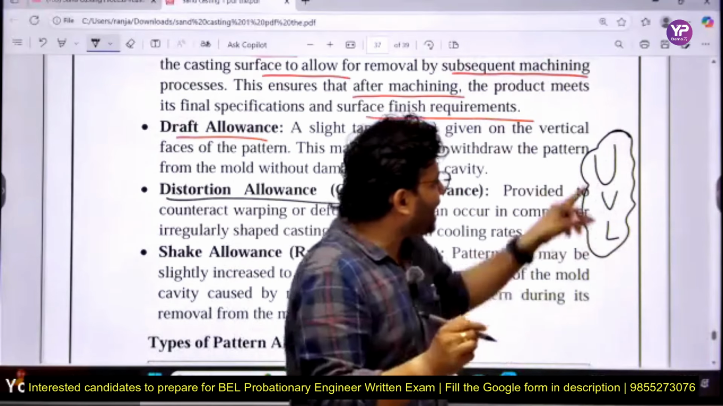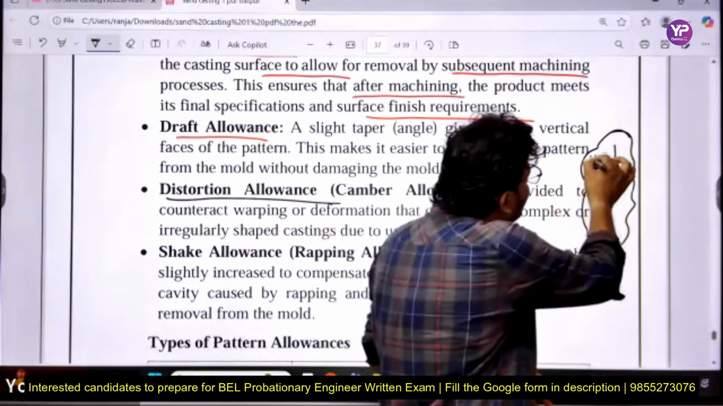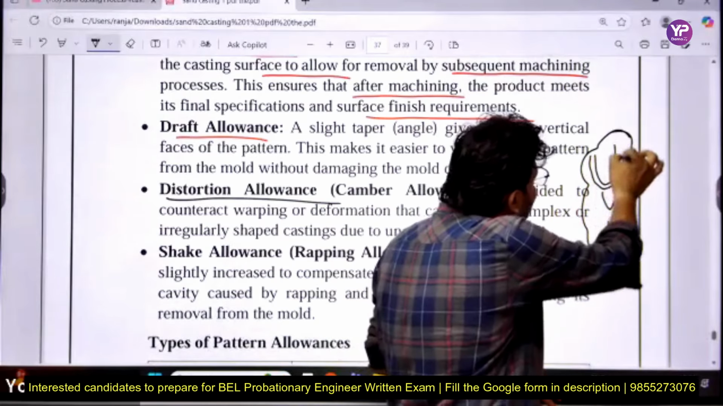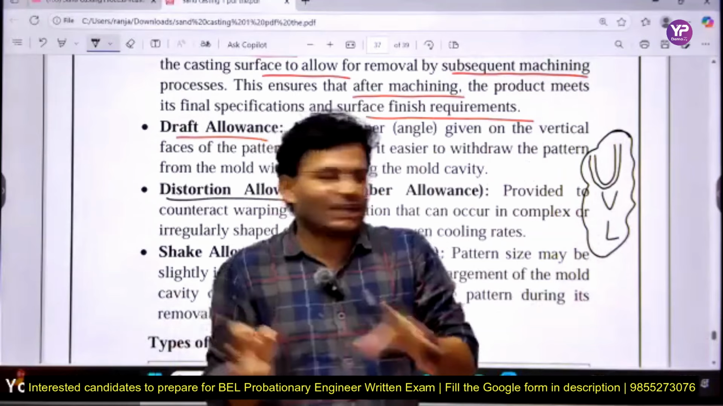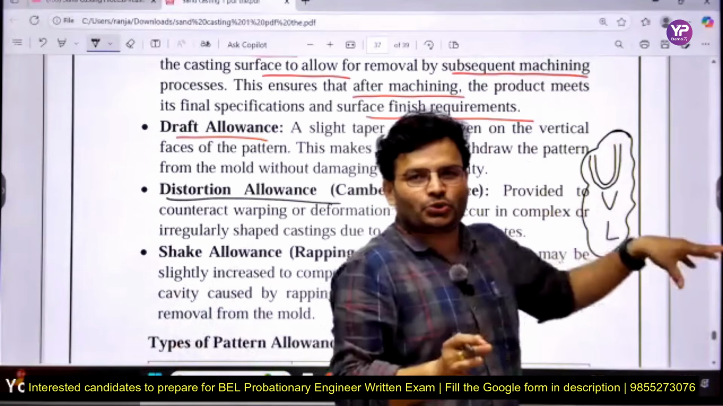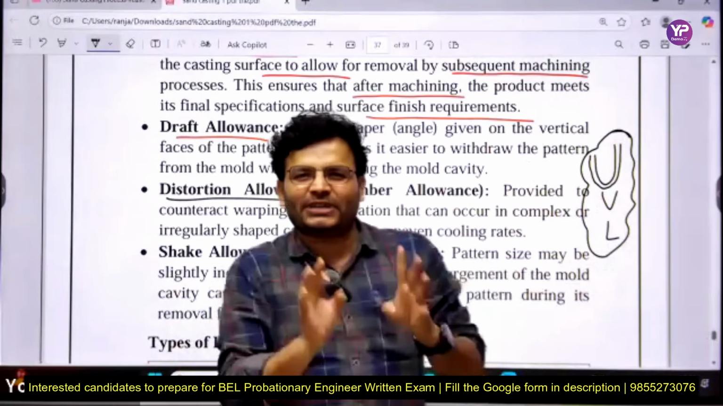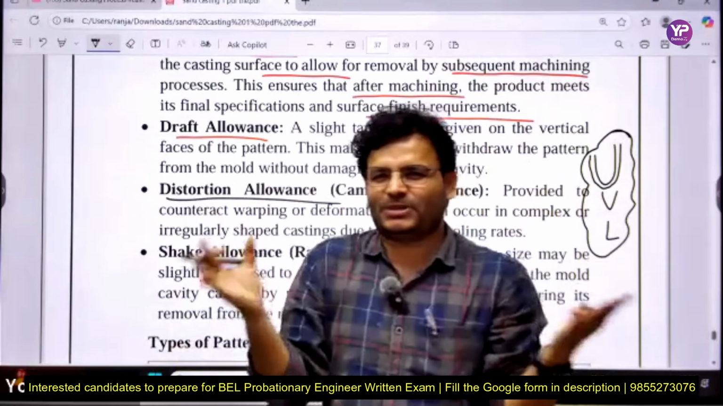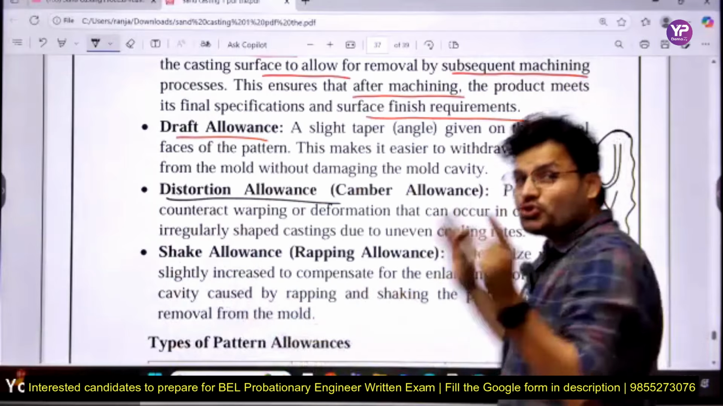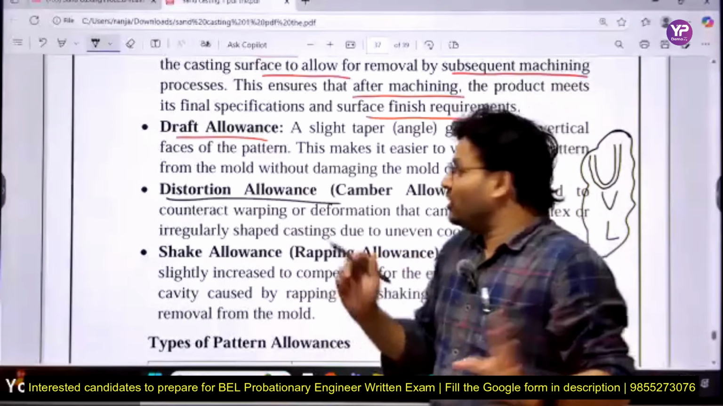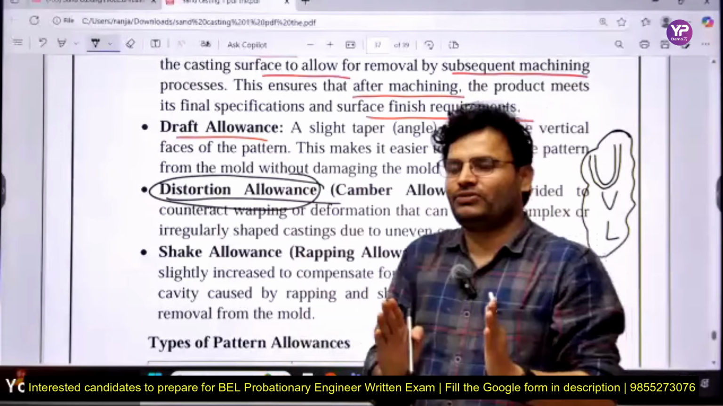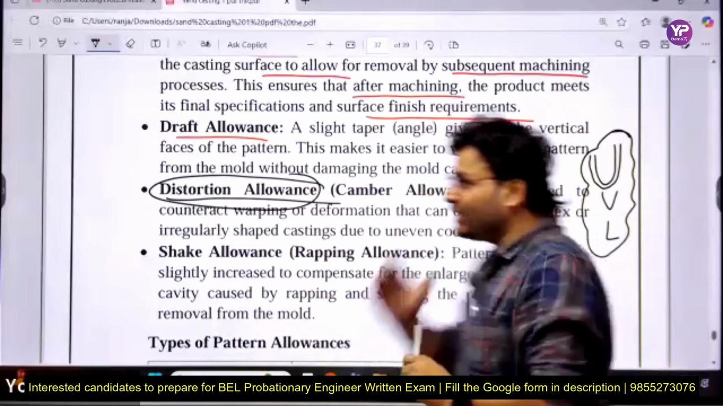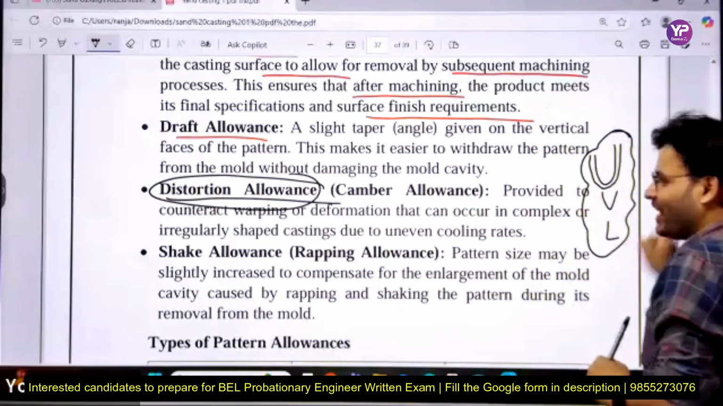In that case, what is happening? Since their cross section changes, and where the cross section changes, the solidification rate changes, and that's why I have to use the distortion allowance. So mainly the casting gets distorted, especially when the profile is changing. So keep in mind distortion allowance is generally used in the case of a product required in the shape of either U, V or L.